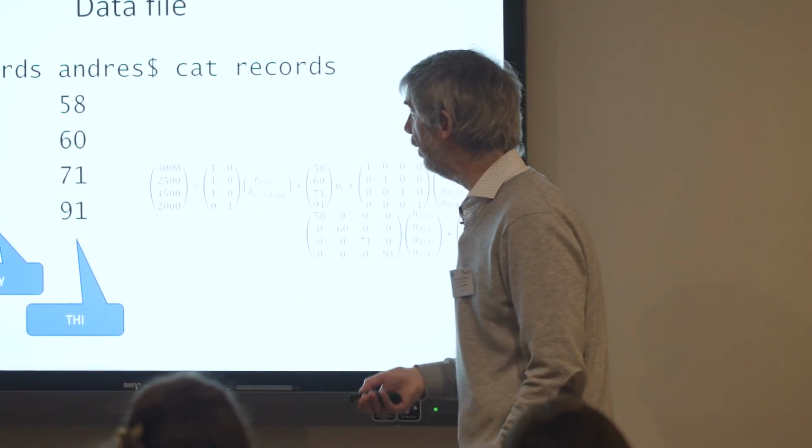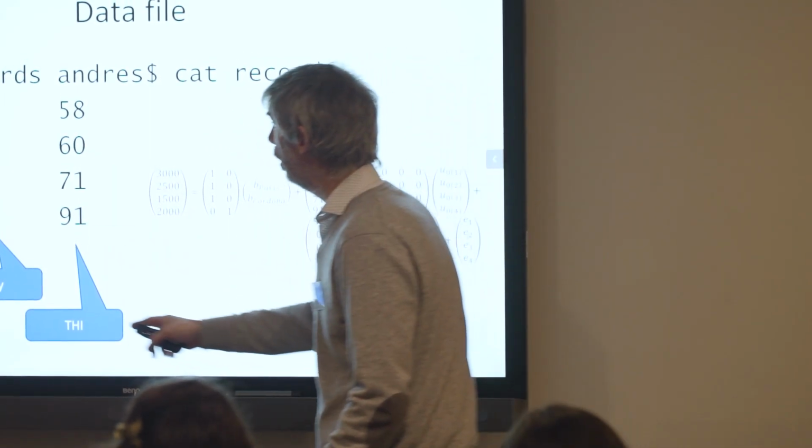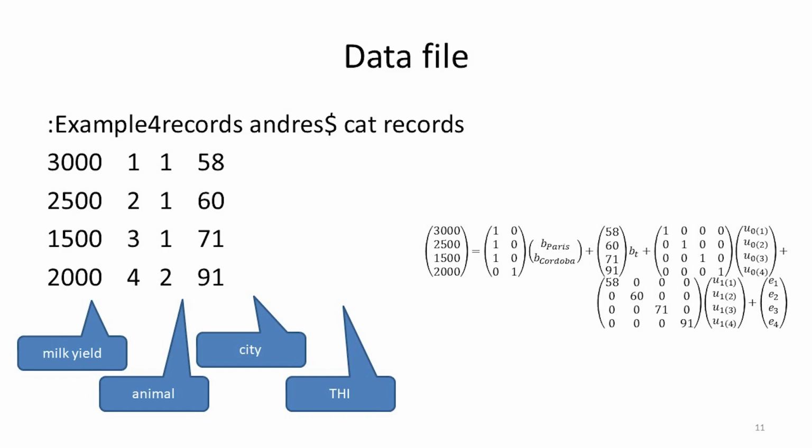But you see that we have the milk yield, the number of the animal. It's sorted, but it doesn't need to be sorted; I just wrote it that way. The city, but here we don't have Paris and Cordoba. Here we have 1 and 2. 1 means Paris, 2 means Cordoba. And then we have the temperature.